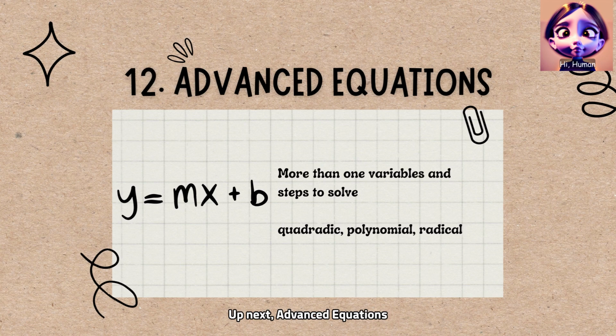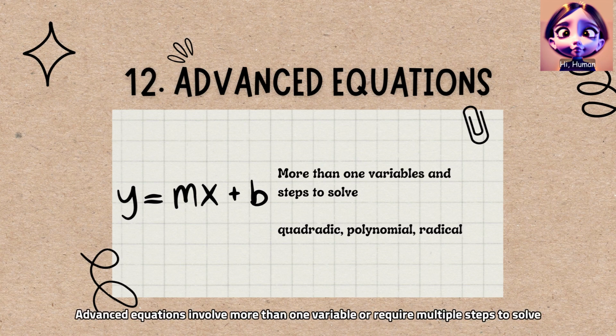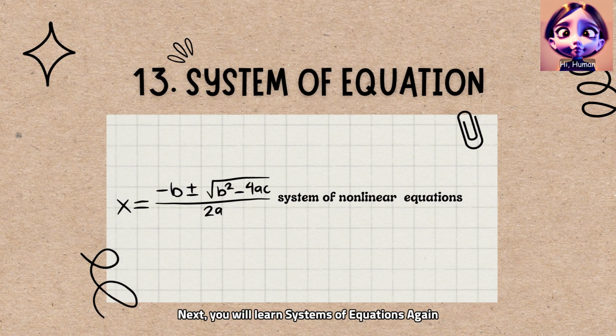Up next, advanced equations. Advanced equations involve more than one variable or require multiple steps to solve. You should understand how to solve quadratic, polynomial and radical equations. Next, you will learn systems of equations again. In this section, you'll learn how to solve systems of nonlinear equations.